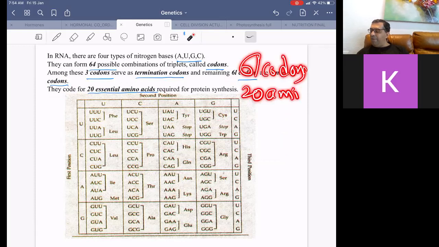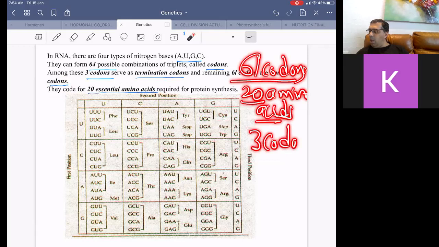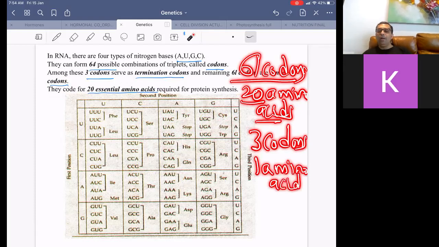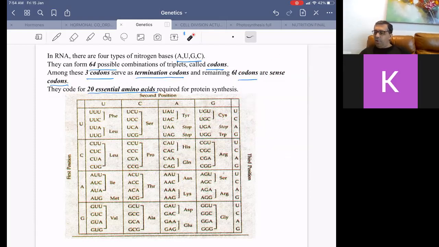So on an average, if we see 61 codons code for 20 amino acids, which means 3 codons code for 1 amino acid. That will be approximate. So let us see which codons code for which amino acid. Here you have first nitrogen base, here you have second nitrogen base, and here you have third nitrogen base.